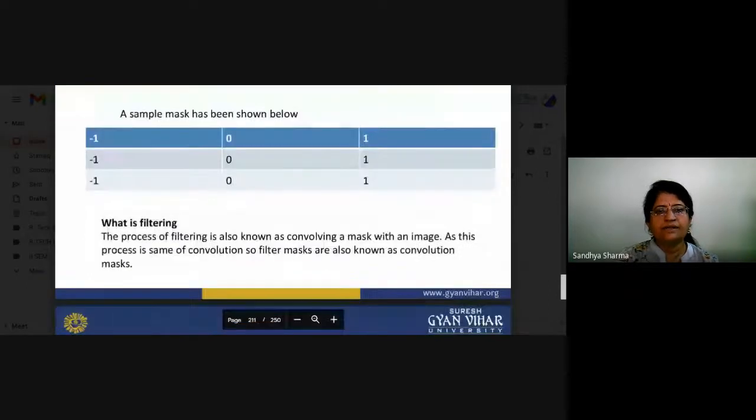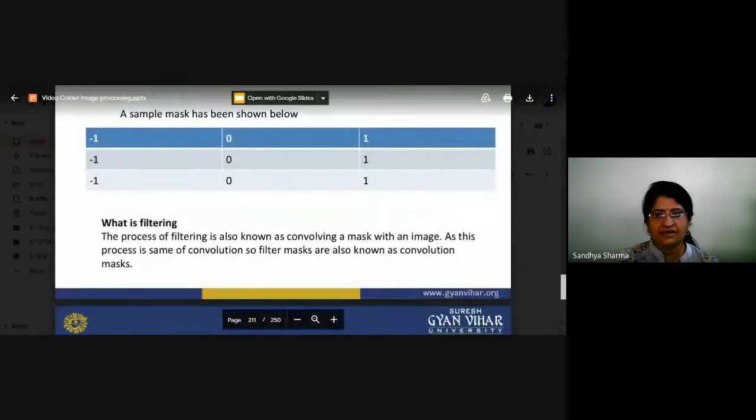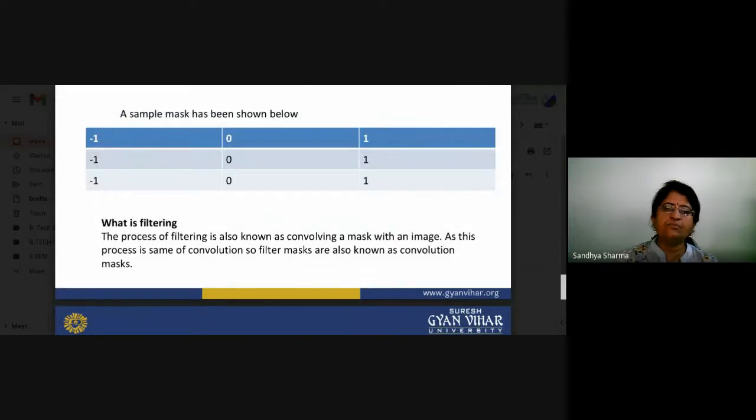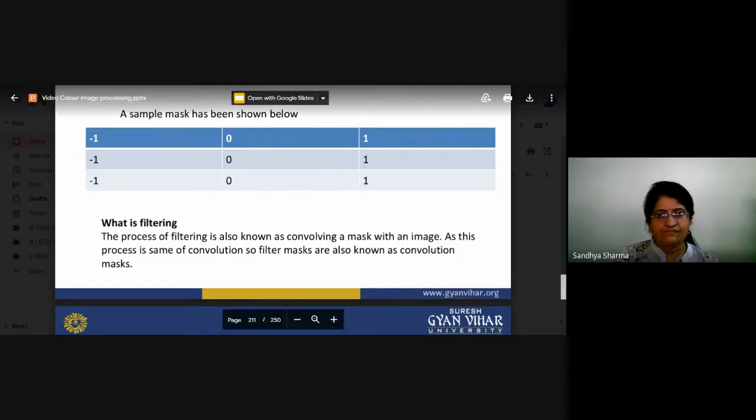There is a simple mask you can see here. So what about the filtering? The process of filtering is also known as convolving a mask with an image. As this process is the same as convolution, filter masks are also known as convolution masks. So how is it done?